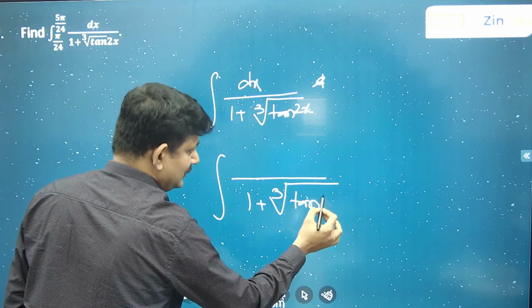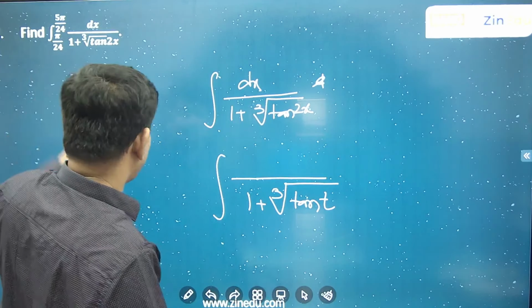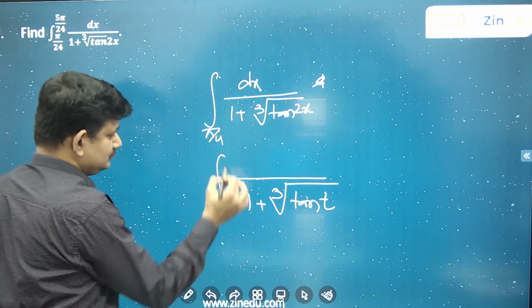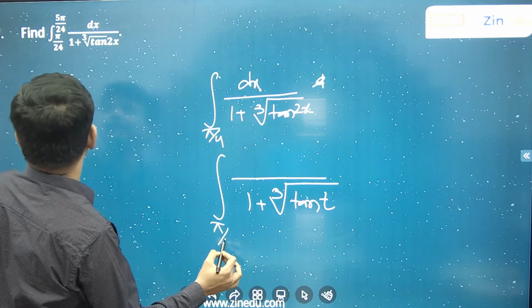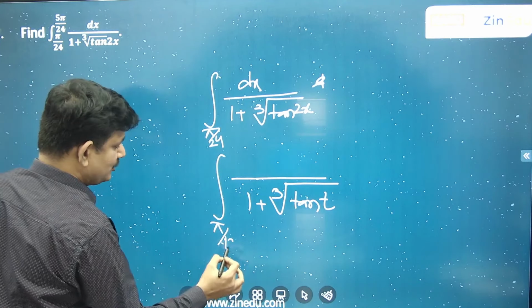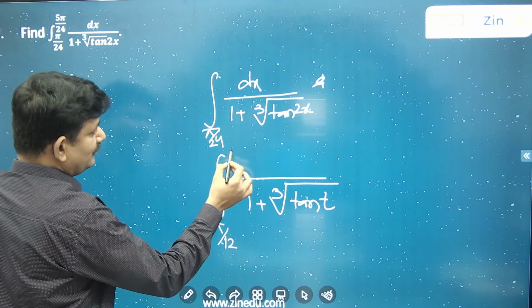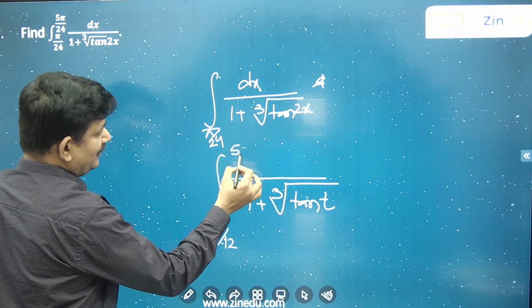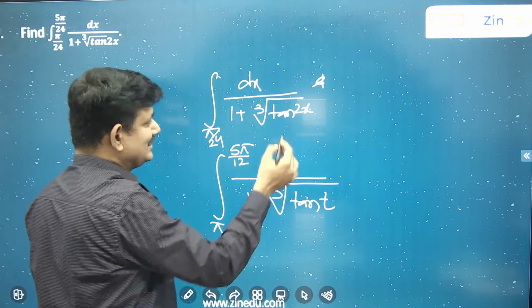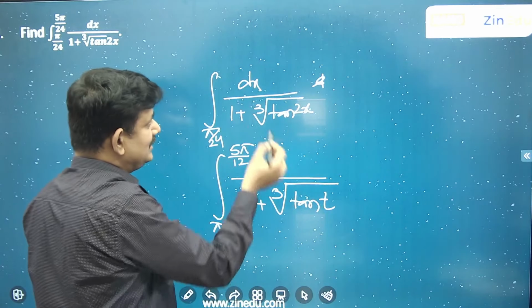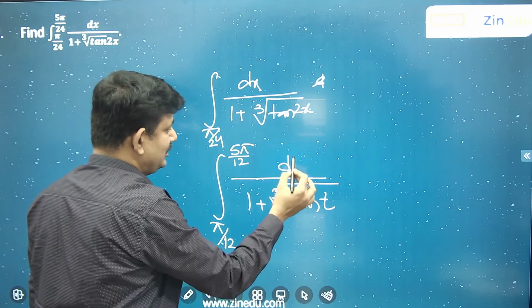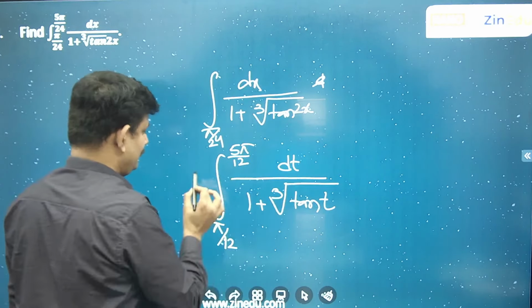T is what? 2x. So limits will change: pi by 4 will become pi by 12 (pi by 24 will become pi by 12), and 5 pi by 24 will become 5 pi by 12. This will be the new limits. Since 2x is t, dx will be dt by 2, so 1 by 2.